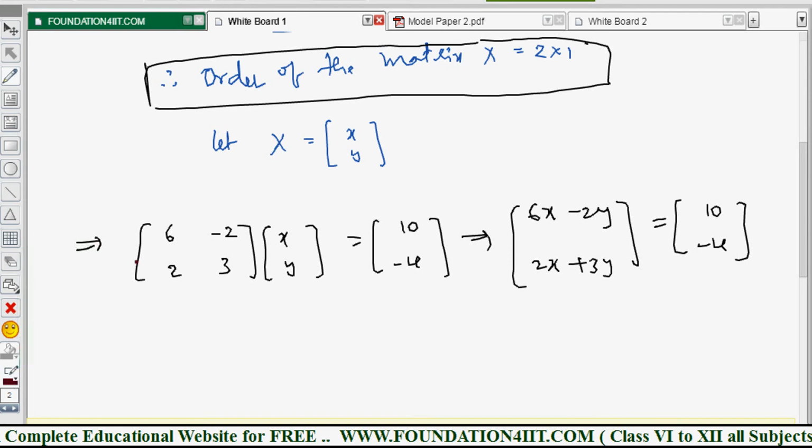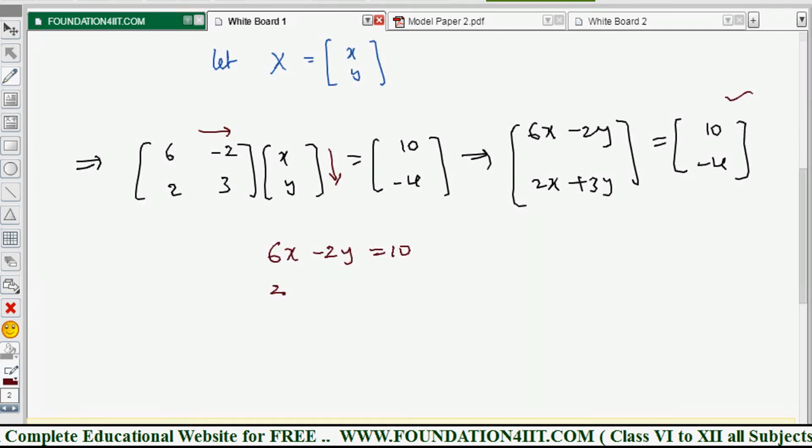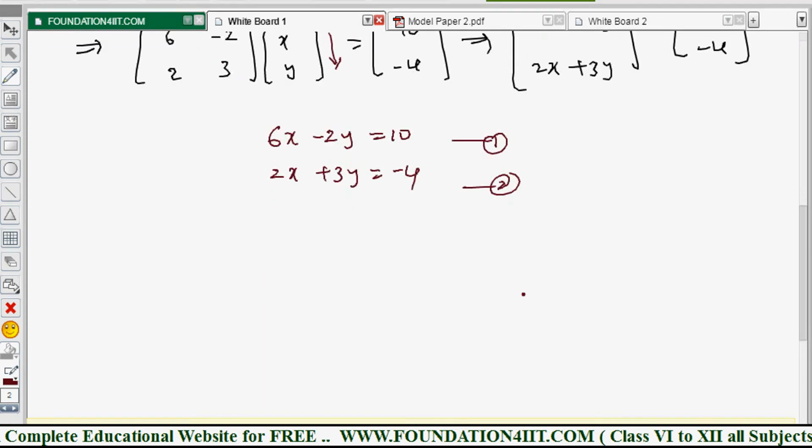That is the pattern we followed here. The first row and the first column are multiplied together. Now from this we can take 6x minus 2y equals 10, and similarly 2x plus 3y equals minus 4. That will be equations 1 and 2. By solving these equations we will get the x and y values.